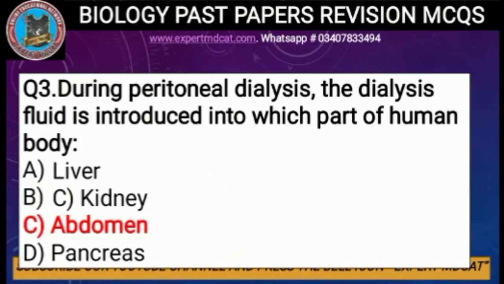Question number 3 is: during peritoneal dialysis, the dialysis fluid is introduced into which part of the human body? Options are liver, option B is kidney, option C is abdomen, and option D is pancreas. The correct option is abdomen. During peritoneal dialysis, a cleansing fluid flows through a tube into a part of the abdomen. So here the correct option is C, abdomen.